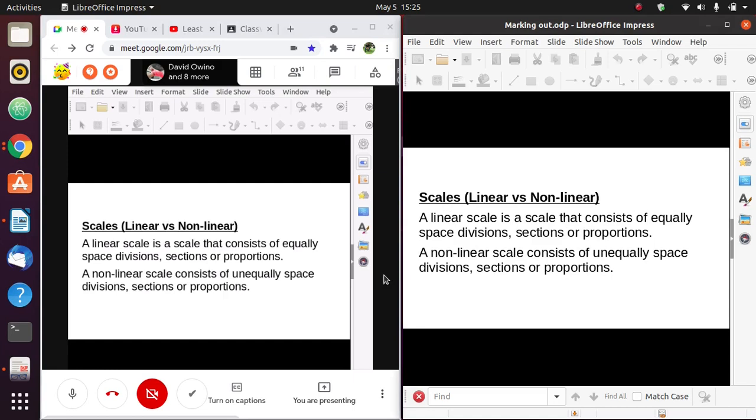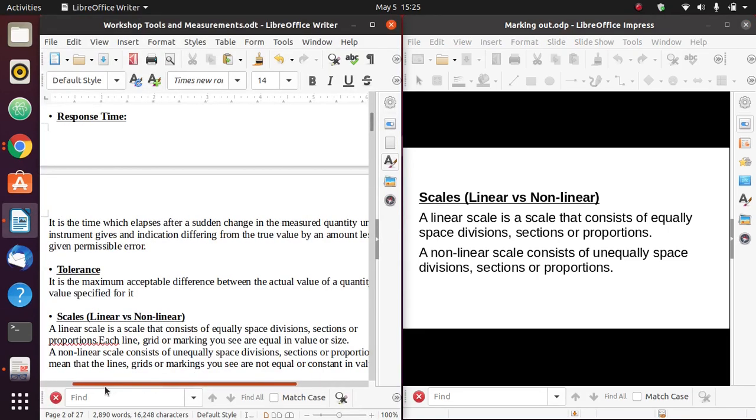Now, scales. We've all seen scales in measuring instruments, even for measuring kilos at the hardware or at the butchery. Now, scales can be linear or non-linear. A linear scale is one whose divisions are equal to each other.